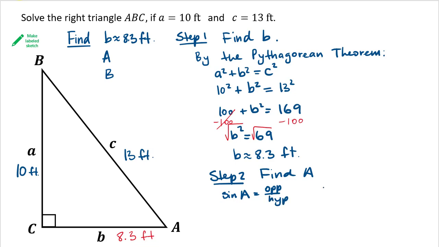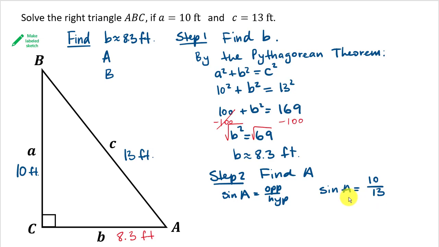In other words, sine of angle A equals the opposite side, which is side A, 10 feet, over the hypotenuse, which is 13. So sine of angle A is 10 over 13. With what we just put together, we know what sine of angle A equals. But what is angle A itself? We know the function value of 10 over 13, but we don't know the angle itself.